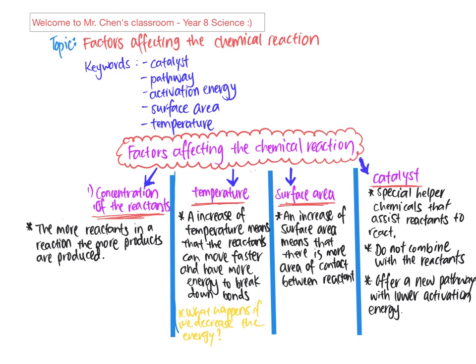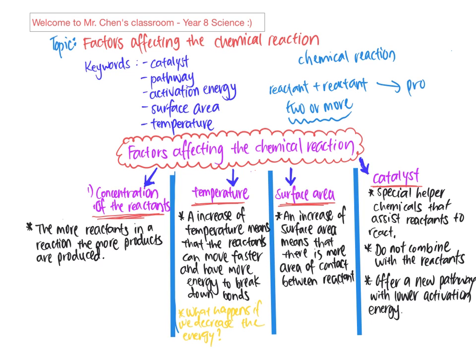So let's look at chemical reaction. A chemical reaction is technically when you put reactant and reactant together, two or more, to form a product or products. It can be more than one product, as you know. Most of the time, the product can be gas or solid. Sometimes both of them are together, which means you get a precipitate, but at the same time you get gas as well.